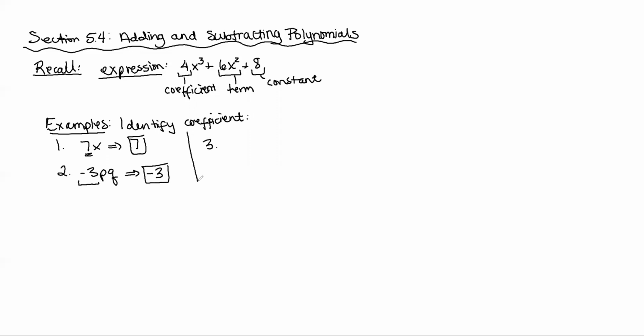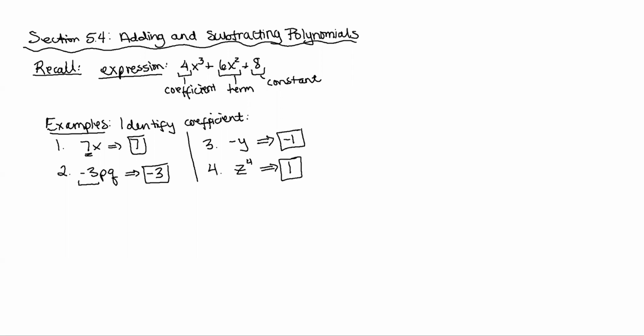Number 3, negative y. What number's in front of this y that we don't actually see there? There's always a 1, so this one's a negative 1. And then finally, same thing with this one, we have z to the 4th. There's no number in front that we can actually see, but we have 1 of these terms, so the coefficient is a 1.